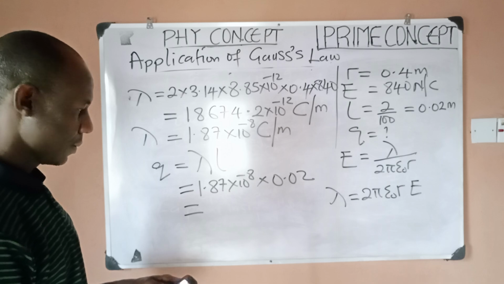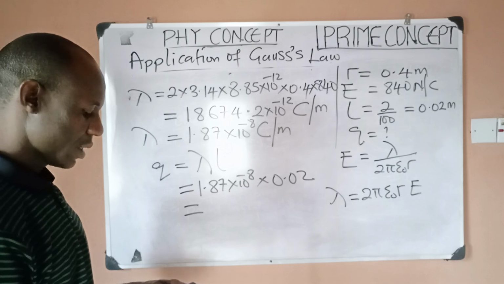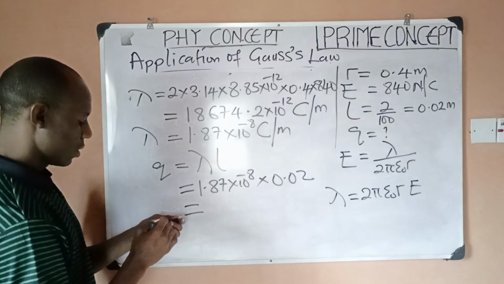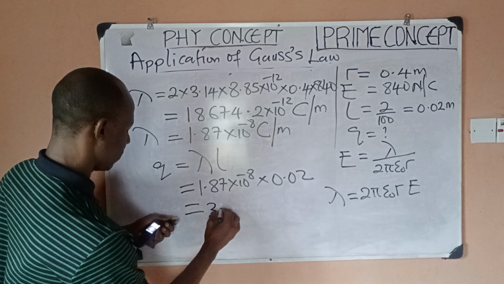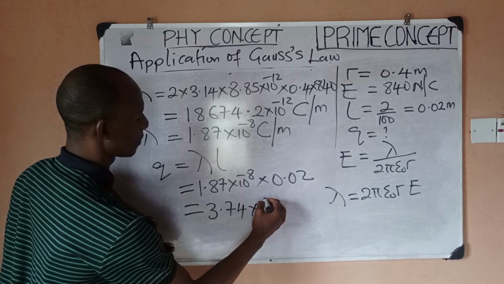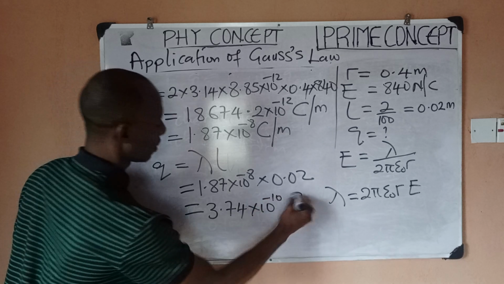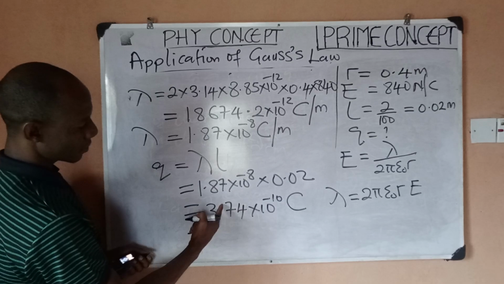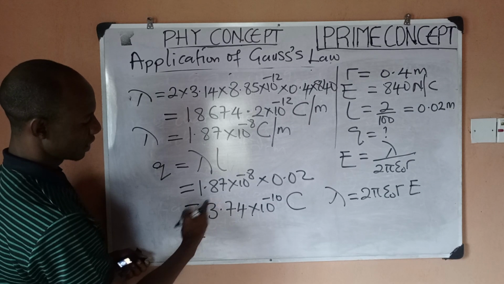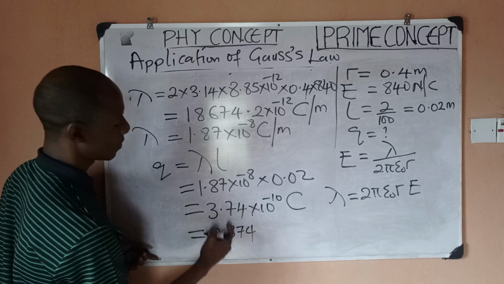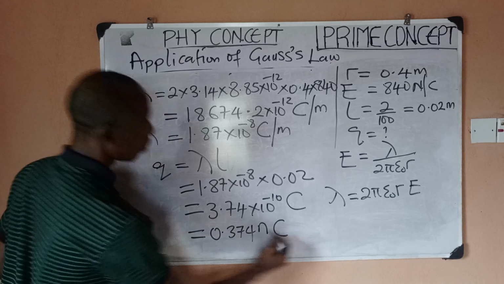So if I multiply 1.87 times 0.02, I have 3.74 times 10 to the power minus 10 coulomb. So this is what I have. Or I can simply say, if I move this point like this, 0.374 nanocoulomb. So any of them is correct.